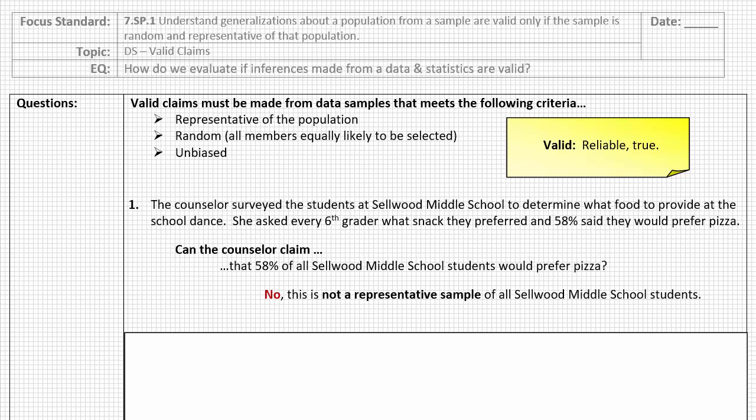She could claim that 58% of all 6th graders prefer pizza. That is what her statistic was, and she asked everybody in that population. So if she only wants to think about 6th graders, then that is one thing. But she could not infer that 58% of all Selwood Middle School students prefer pizza because it wasn't representative of all students at Selwood. Let's take a look at the next example.